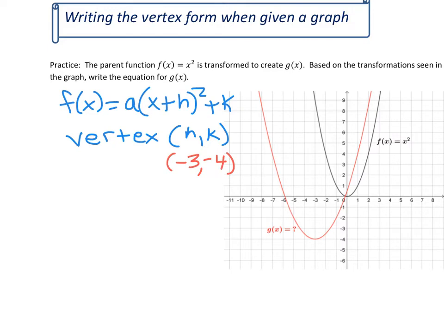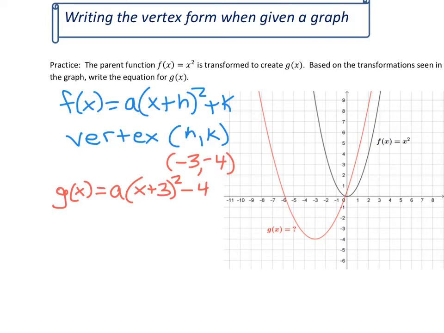So I'm going to first substitute that in. I've got g of x equals some kind of stretch. And I am going left, so that means I am going to be adding 3. And going down 4, I'm going to subtract 4 right from the output.